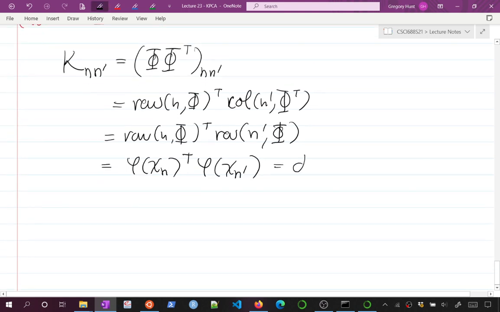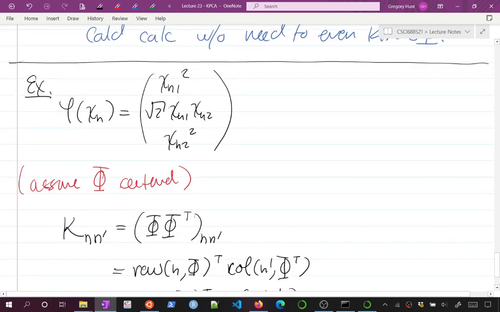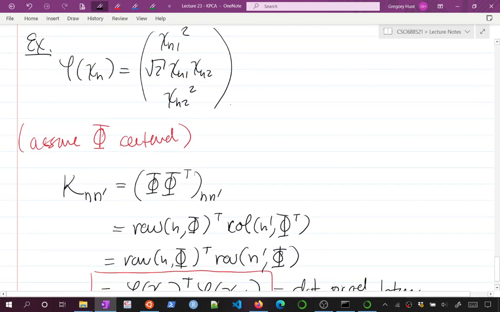So this is the dot product between embeddings of the observations. Now, up to this point, and just put this away in your mind here, this has been totally arbitrary for any phi. We have a particular embedding we want to look at, which is this thing, xn1 squared, and so on.